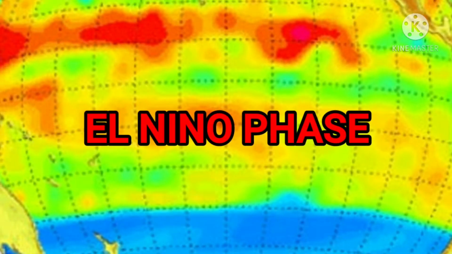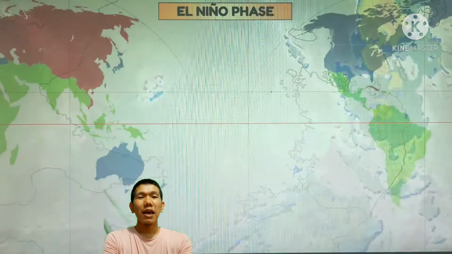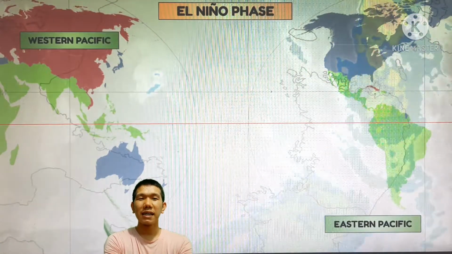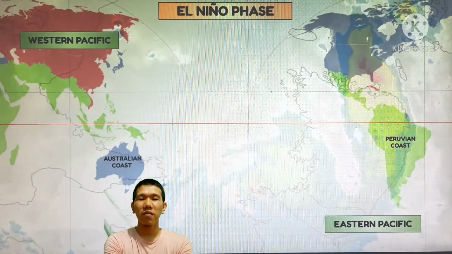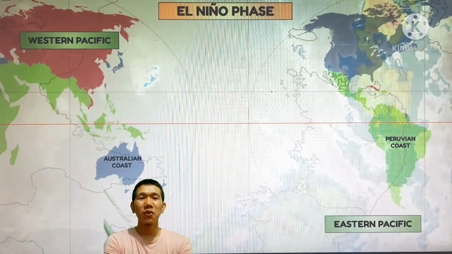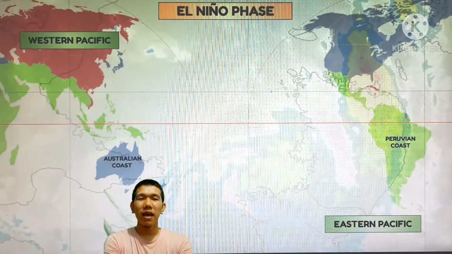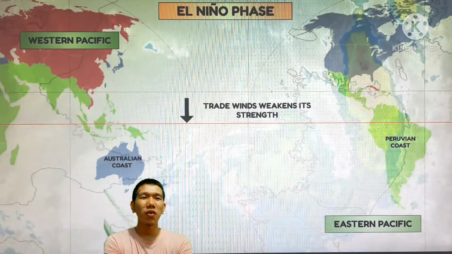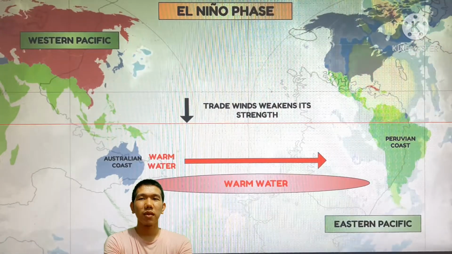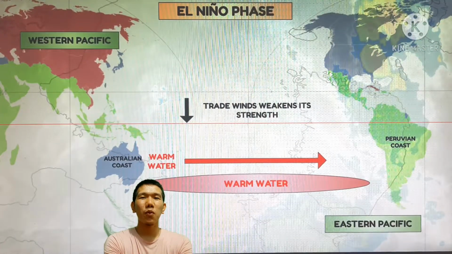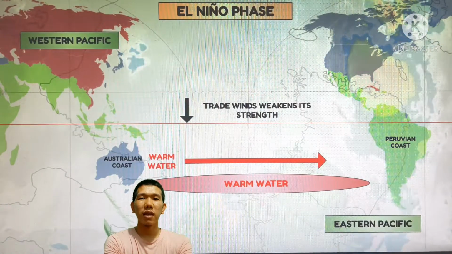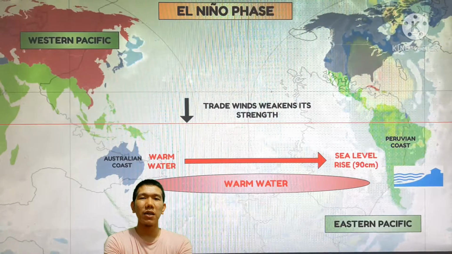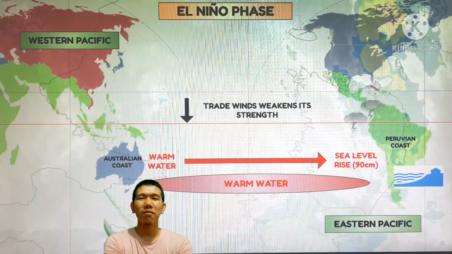Next is the El Nino phase. During the El Nino phase, the strength of the trade winds weakens, and since it depletes its strength, the capability of water to move comes down, and the accumulated warm water in the Australian coast starts to move towards the Peruvian coast. And due to the movement of warm water from the Australian coast, it causes the Peruvian coast to elevate its sea level by 90 centimeters.